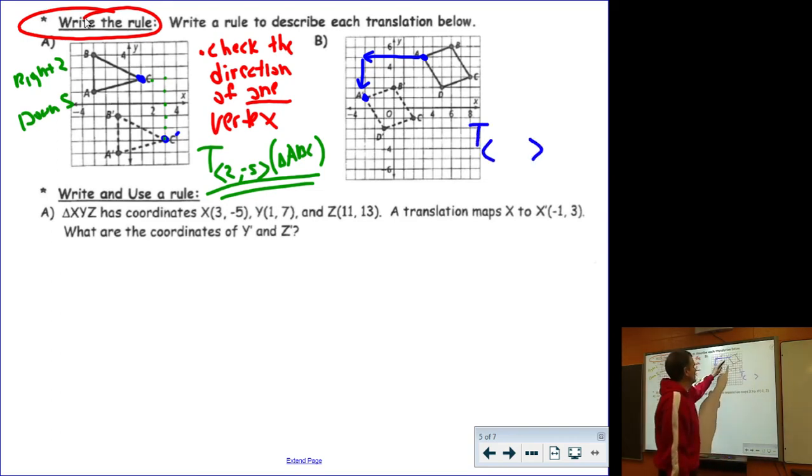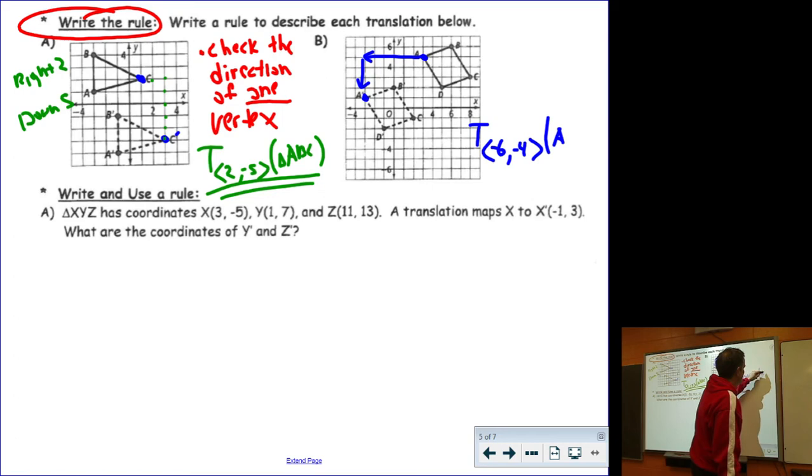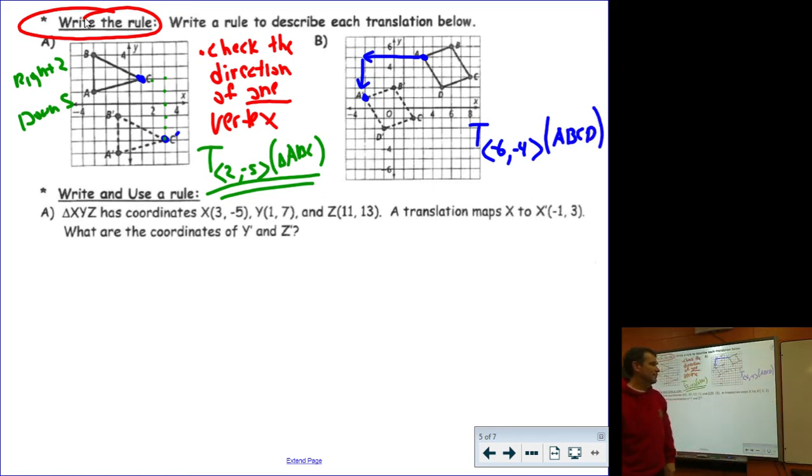All right, it looks like I went 1, 2, 3, 4, 5, 6 spots to the left. So that'd be negative 6. 1, 2, 3, 4. 4 spots down. That'd be negative 4. And this time I have a 4-sided shape, ABCD. And there we go. That would be the rule.